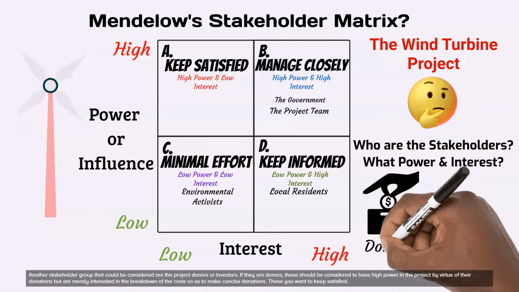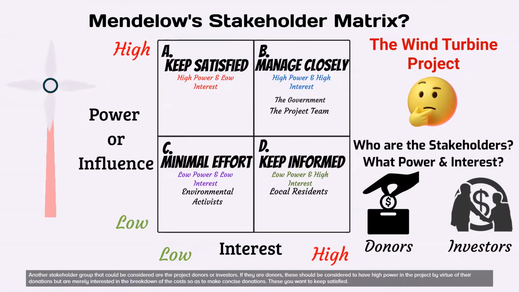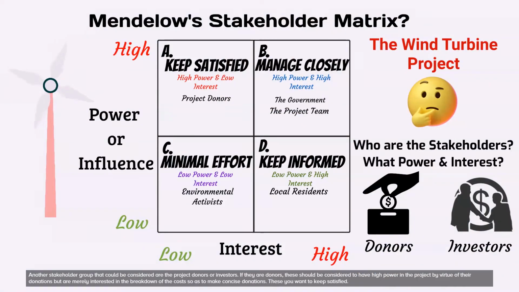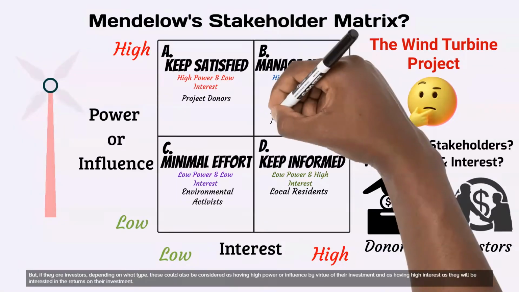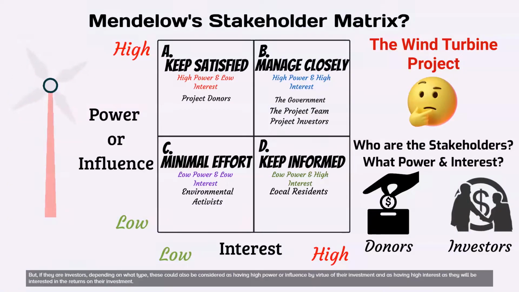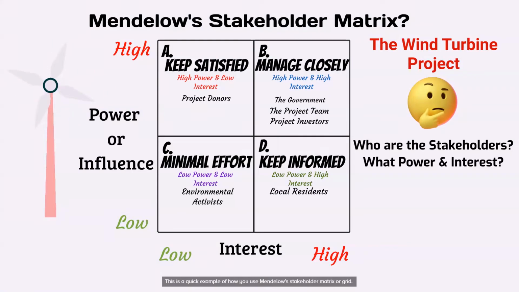Another stakeholder group that could be considered are the project donors or investors. If they are donors, these should be considered to have high power in the project by virtue of their donations, but are merely interested in the breakdown of the costs so as to make concise donations. These you want to keep satisfied. But, if they are investors, depending on what type, these could also be considered as having high power by virtue of their investment. These will also have high interest as they will be interested in the rate of return on their investment. This is a quick example of how you use Mendelow's stakeholder matrix or grid.